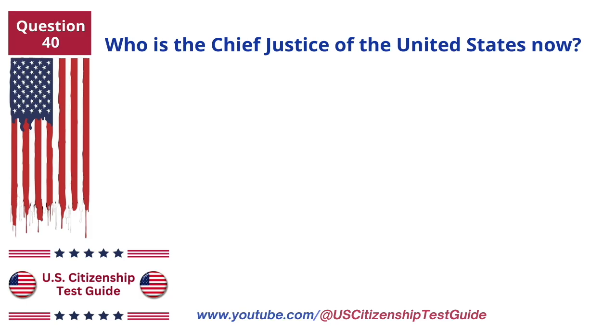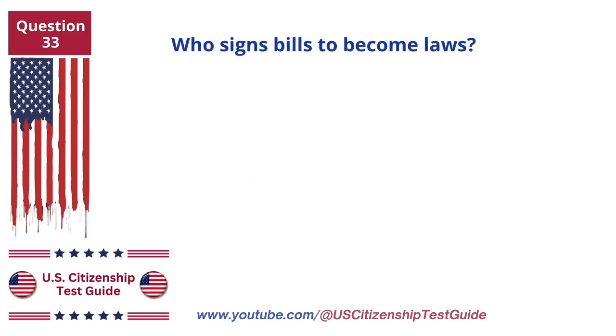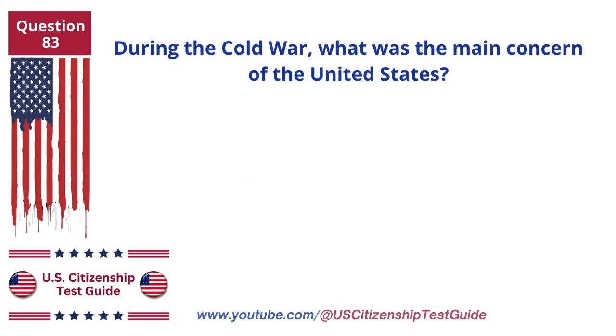Who is the Chief Justice of the United States now? John Roberts. Who signs bills to become laws? The president. During the Cold War, what was the main concern of the United States? Communism.